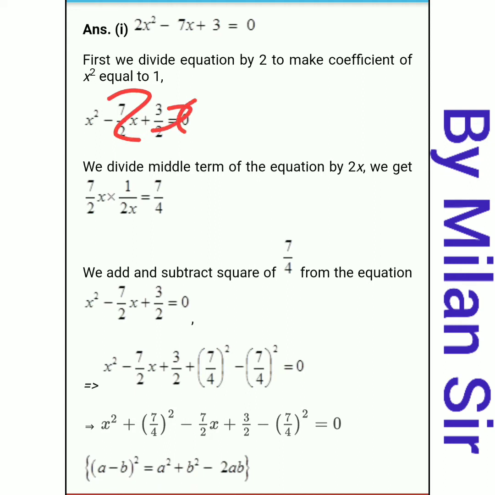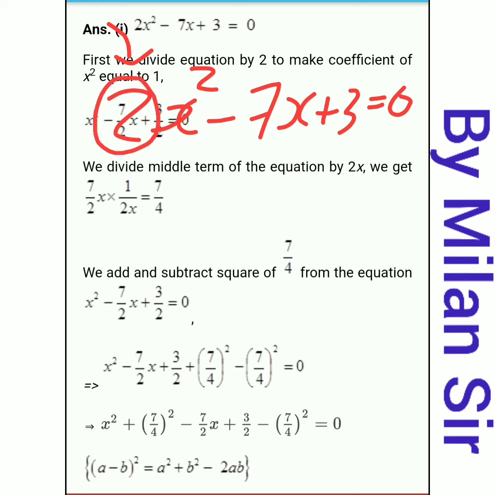Here our equation is 2x square minus 7x plus 3 is equal to 0. In the first term we want only x square, that's why we are doing this. If we want to remove this 2, we need to divide our equation by 2 on both sides. If we do the same process on both sides of the equality sign, then our answer remains the same. That means we can do it.